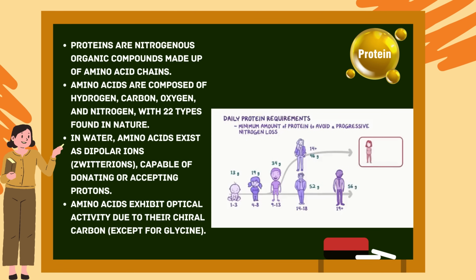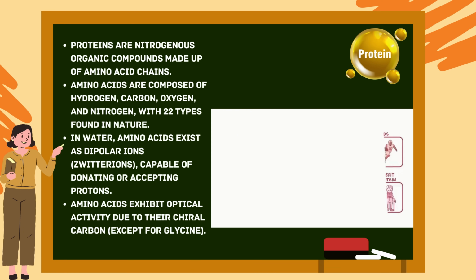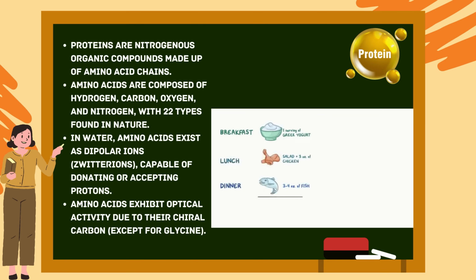Some groups like pregnant and breastfeeding women as well as athletes have elevated needs, and older adults may also benefit from eating more protein. Getting the right amount of protein per day can be achieved in multiple ways. For example, 1 serving of Greek yogurt with breakfast, a salad topped with 3 ounces of chicken for lunch, and 3 to 4 ounces of fish at dinner provides about 64 grams of protein.